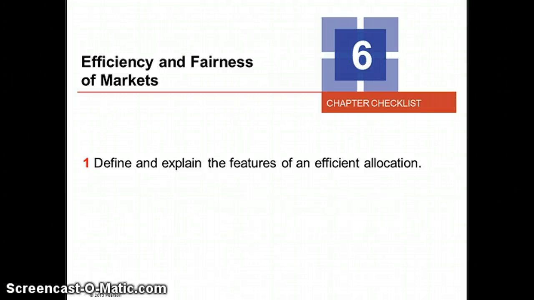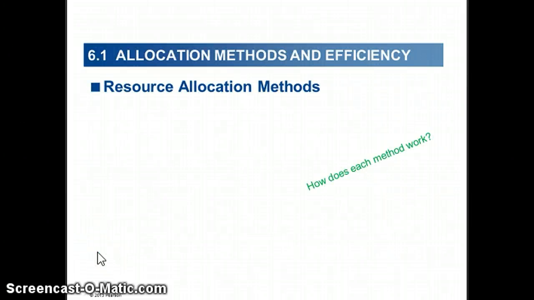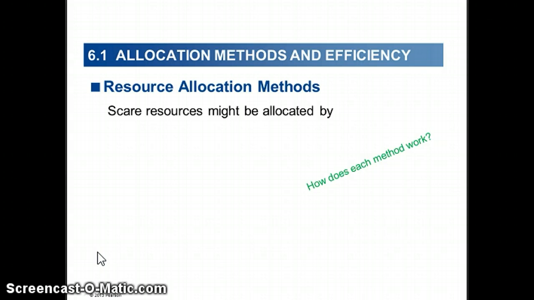This is a video review for Chapter 6, Efficiency and Fairness of Markets. We will be talking about efficient allocation, consumer surplus, and producer surplus. The chapter starts with resource allocation methods, and you should go to the textbook and have a clear idea how each one of these methods works.